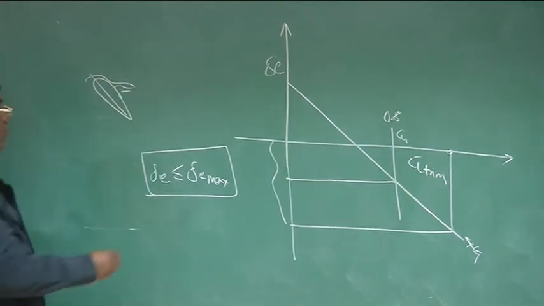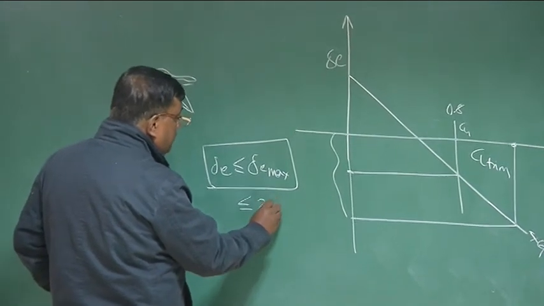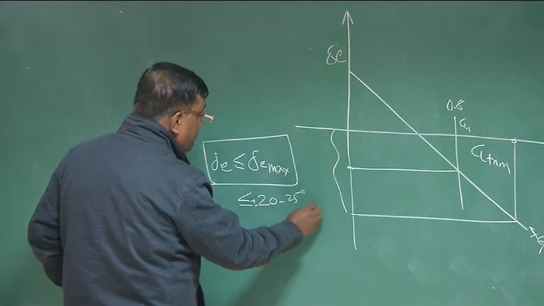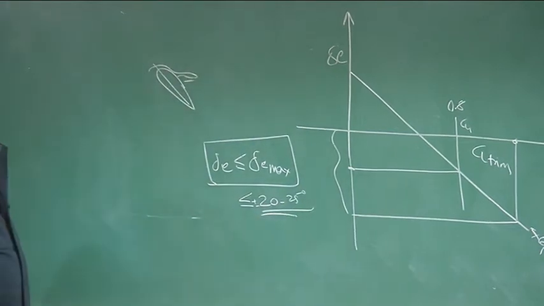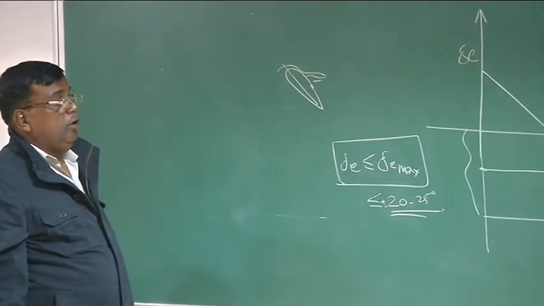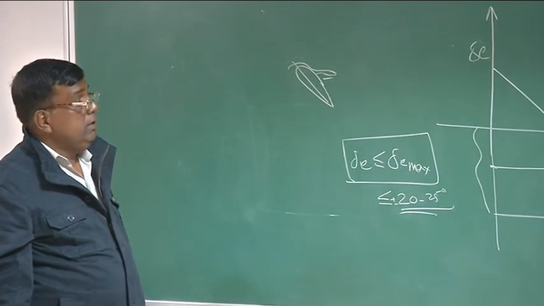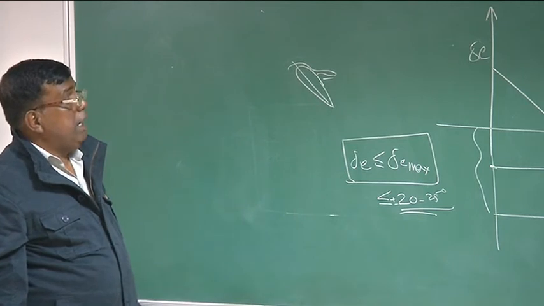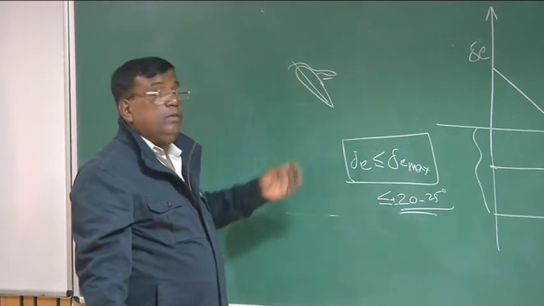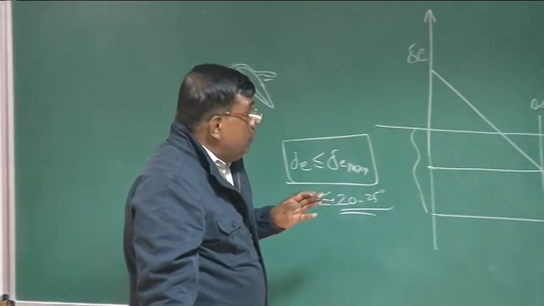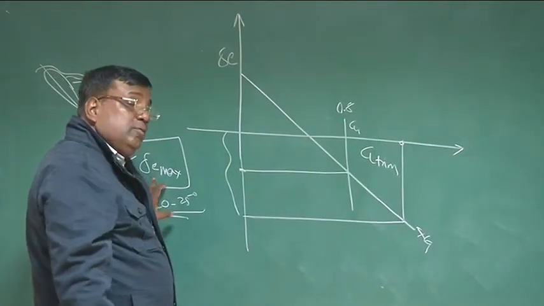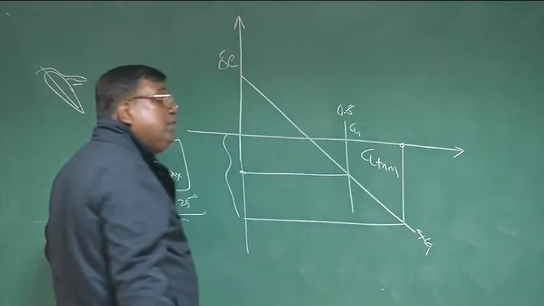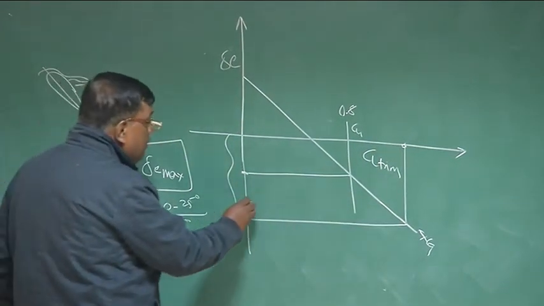And typically for the normal case, you will find this between 20 to 25 degrees. So beyond that, you will not be able to operate the elevator for a conventional airplane. In fact, sometimes you will find it is 15. That is primarily because beyond that, the elevator will lose its effectiveness. So what the delta E max is for the elevator will also decide how much CL practically you can trim. That means I have to go in the reverse direction.